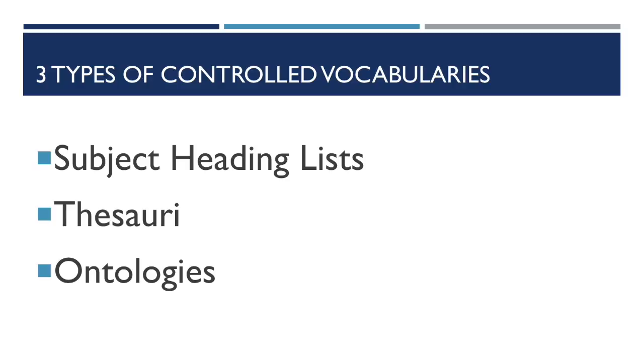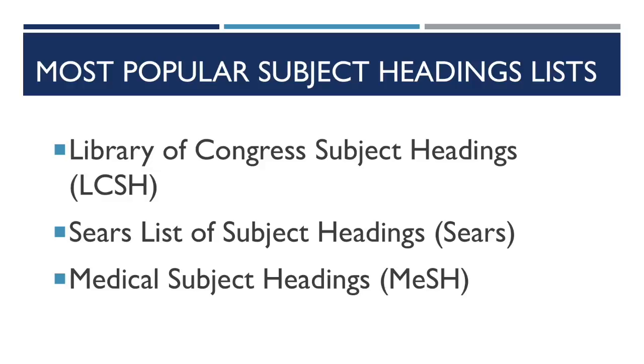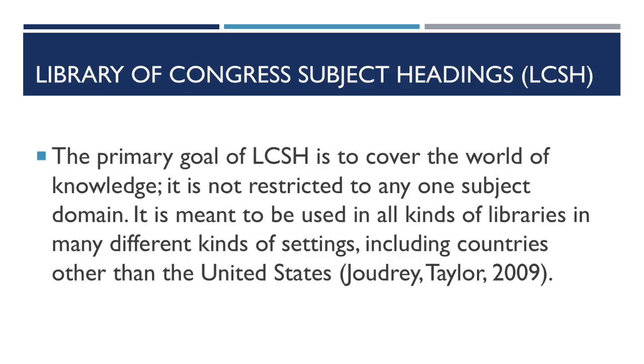There are three types of controlled vocabularies, which are subject heading lists, thesauri, and ontologies. The most popular subject heading lists are the Library of Congress subject headings, the Sears list of subject headings, and the medical subject headings. The primary goal of the Library of Congress subject headings is to cover the world of knowledge. It is not restricted to only one subject domain.